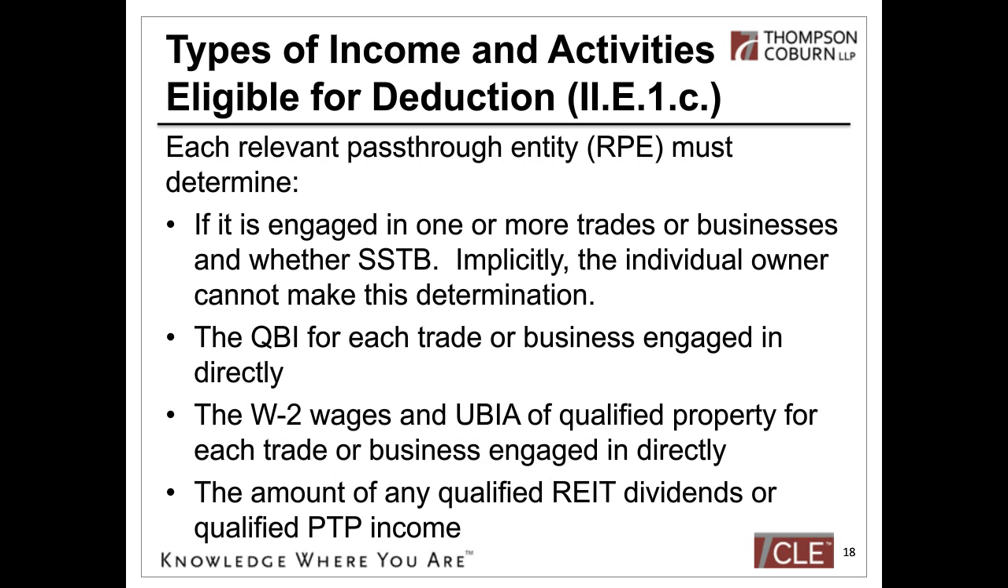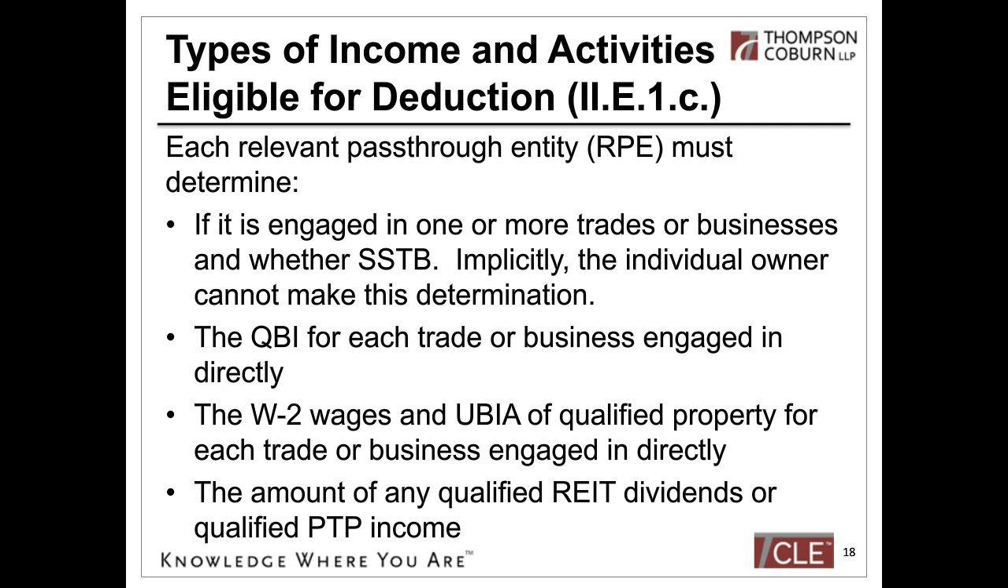And each has to separately determine whether it is engaged in one or more trades or businesses. So implicitly, the individual owner does not make this determination. So let's suppose that Sarah and Irene are in a partnership together. Sarah and Irene are not going to make the decisions as individuals whether the partnership has RPEs. So what's going to happen? The partnership itself is going to determine whether the activity is a trade or business, because that is the RPE. So each RPE determines not only whether it's a trade or business, but also what the QBI is, and also the W-2 wages and the UBIA of the qualified property for each trade or business.